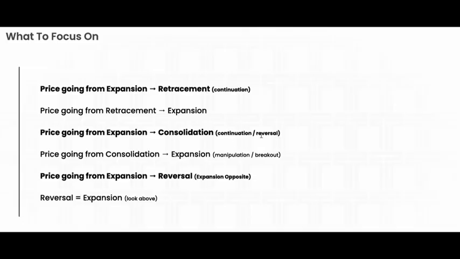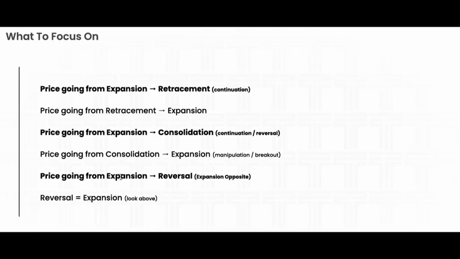Either a continuation or a reversal, right? And then the market is going from consolidation to expansion. What it needs to do first is either manipulate either side of the consolidation, right? As we talked about in the accumulation phase of the power of 3. So it either manipulates one side of it, either the upwards or the downside, and then it moves in the opposite direction, or it breaks out of the consolidation. That's when it's going to expand.